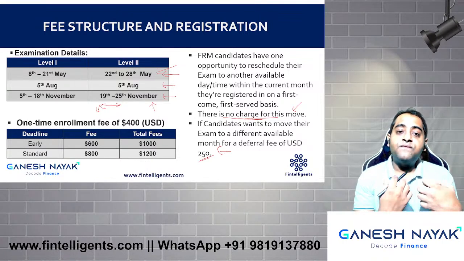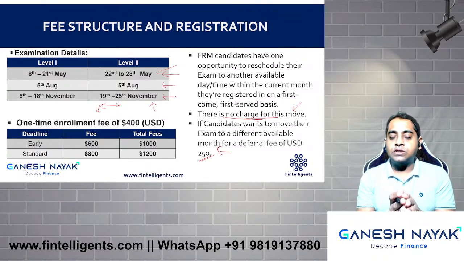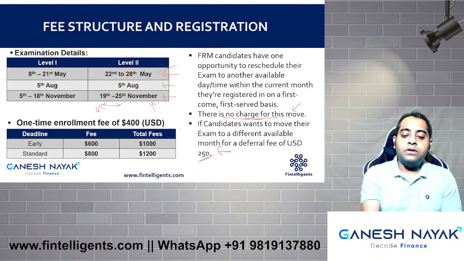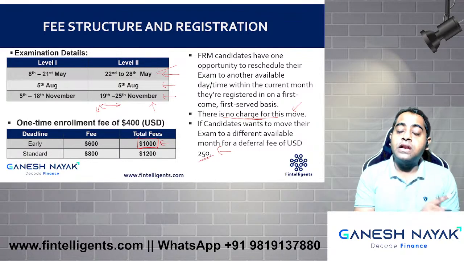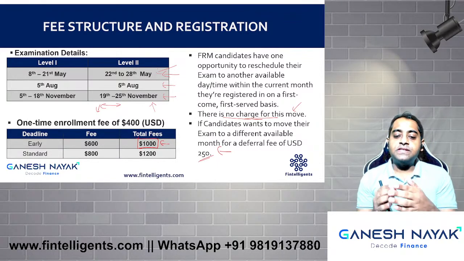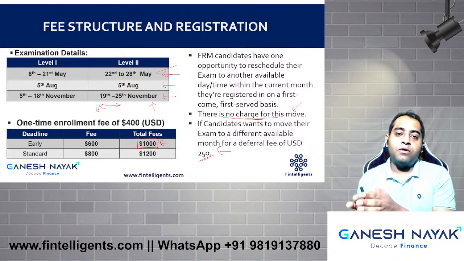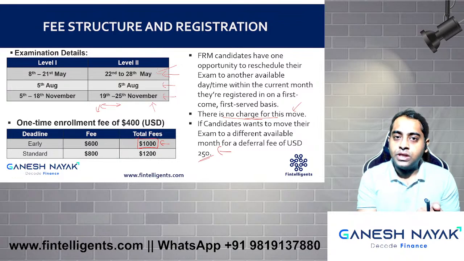What are the fees involved? Now, this is what I think everybody must have seen or heard about. So the fee is $1,000 for level one, if you pay early bird. For the November exam, the early bird deadline is 31st of July. For the May exam, it is 31st of January.